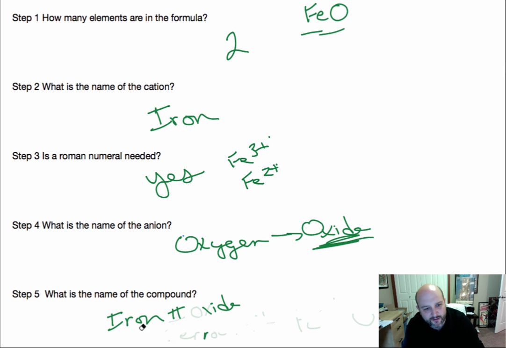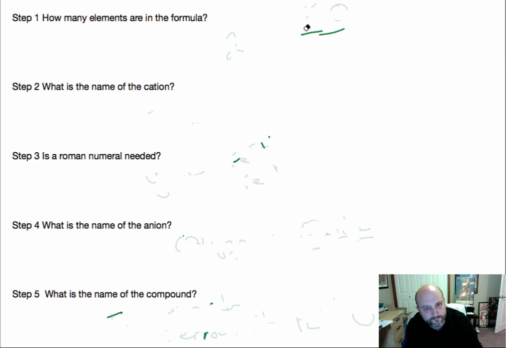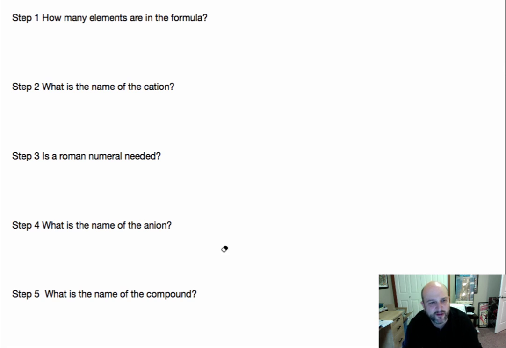And I'll give you another example here once I erase this stuff off of here. We'll do another one and get rid of some more of these. Again, this little step of how many elements are in the formula is made largely to help us understand if it's ionic or covalent. It'll come more into play next week. So let's do another one. The next one, let's say, is Fe2O3.